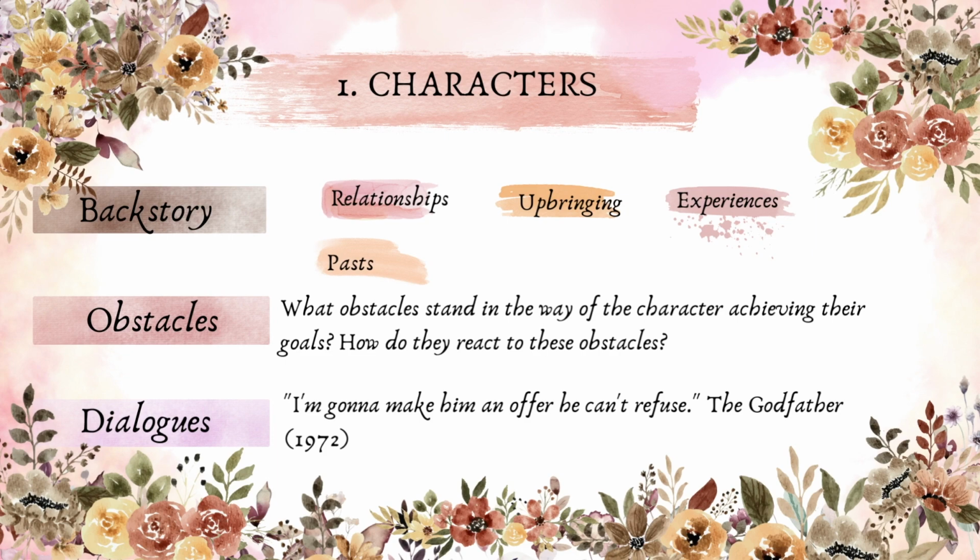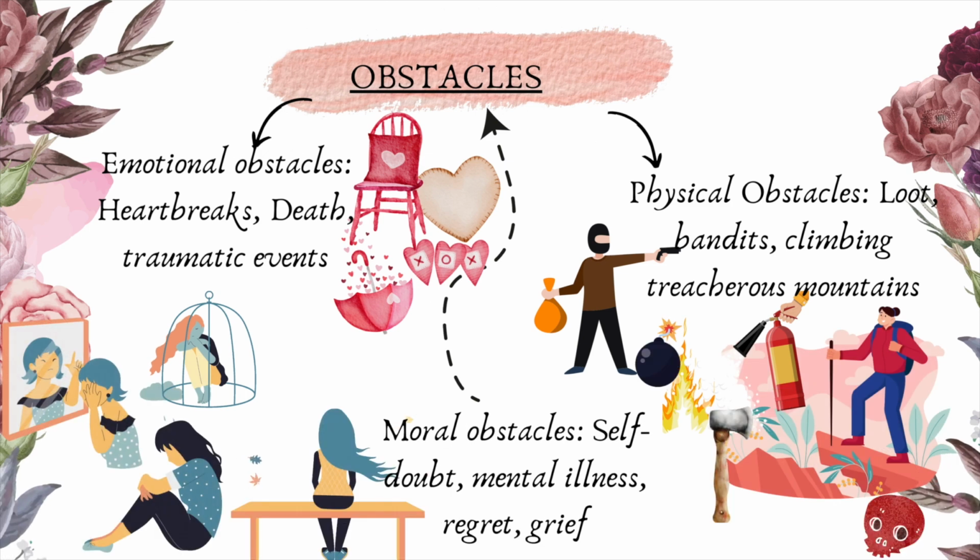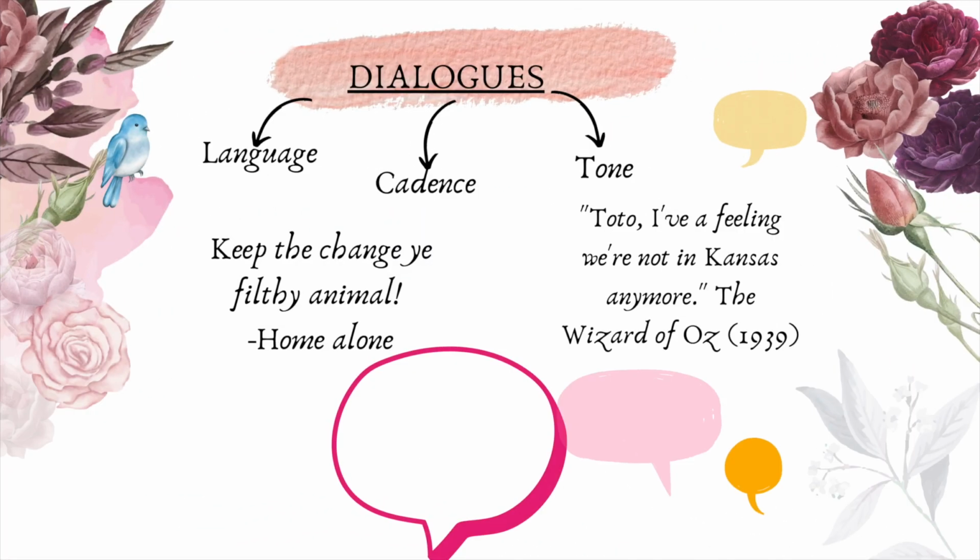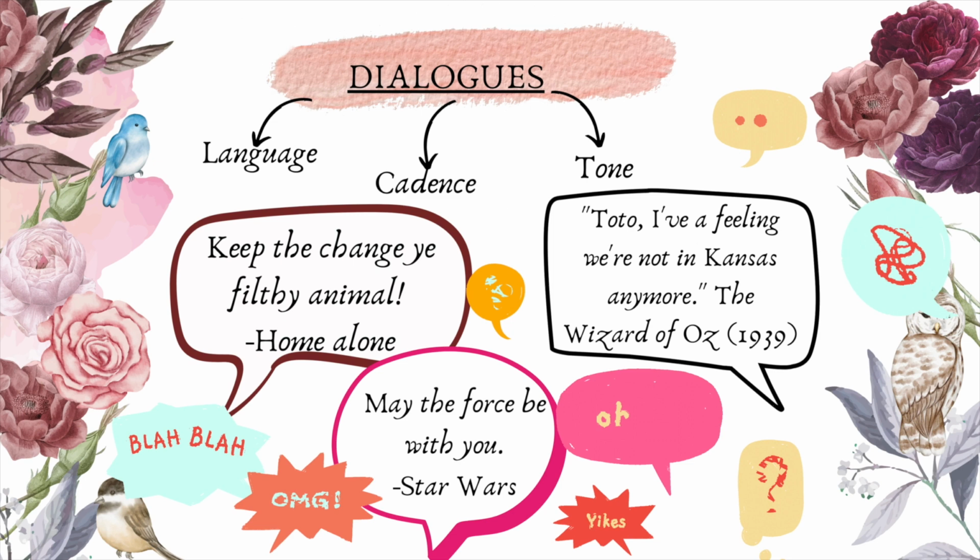Let's talk about obstacles. What obstacles prevent the character from attaining their objectives? How are they responding to these challenges? Mention that. To write a good novel, give your audience a souvenir to remember your story. What can be better than powerful dialogues? Each character should have their own distinctive voice and manner of speaking in the dialogue. Pay attention to the language, cadence, and tone that they use.